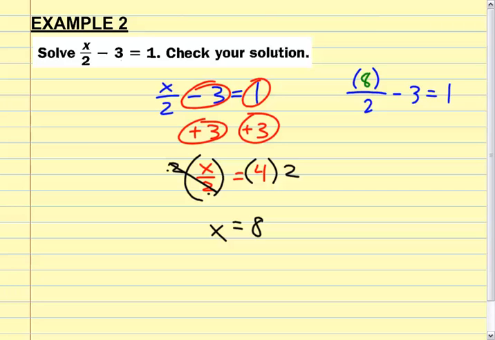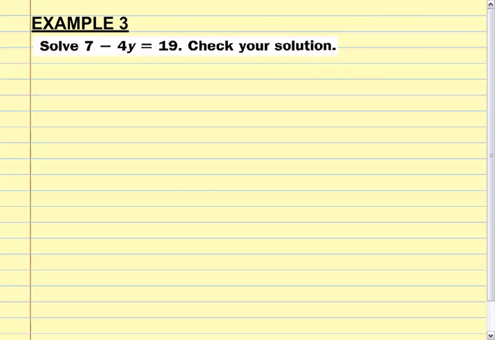What is 8 over 2? Now it says simplify. We need to simplify when we're checking. And simplify means what? PEMDAS. So you're going to do this division first. 8 divided by 2 is 4, minus 3 is equal to 1. What do I get when I put those two things together? Did I get the right answer? I did. Nicely done. Let's look at the next one. It says solve 7 minus 4y is equal to 19. Can you just look at it and tell what the answer is?